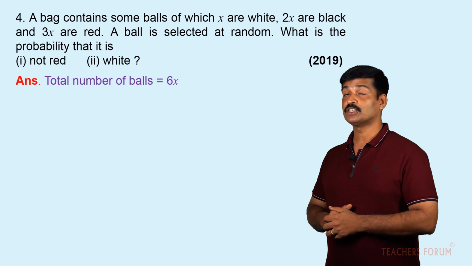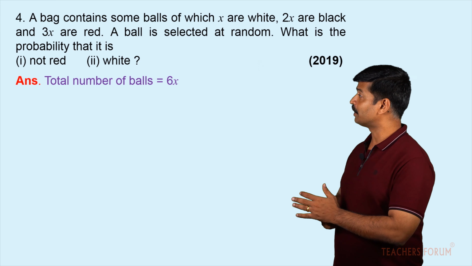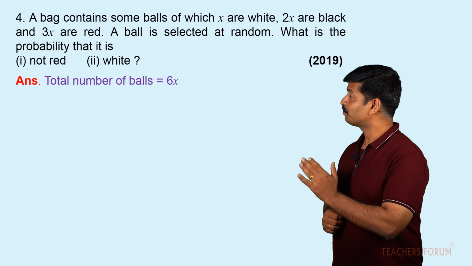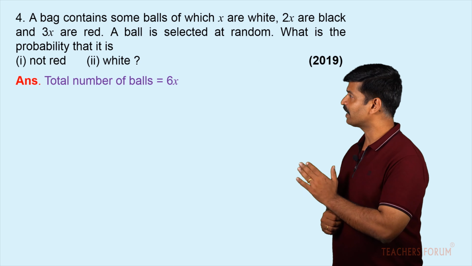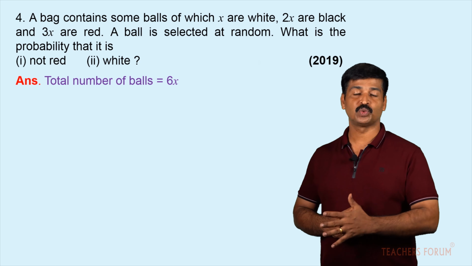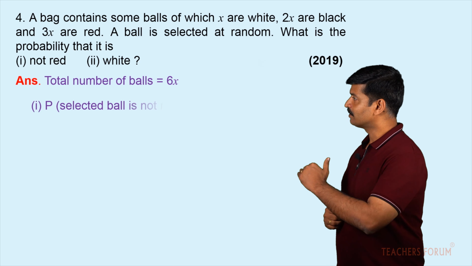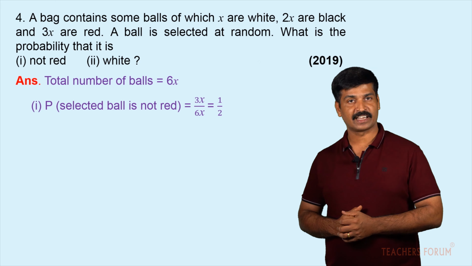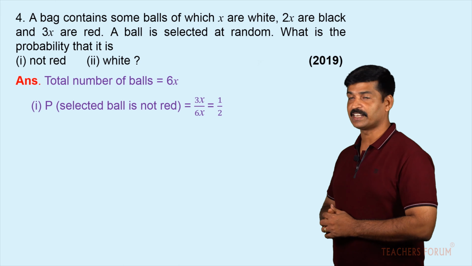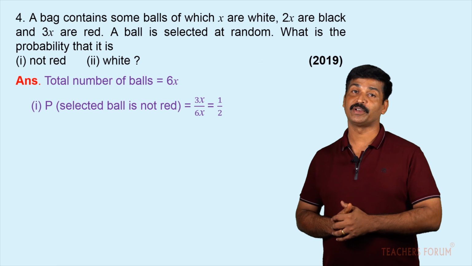Now the probability of not red equals the probability of the number of white plus black. White balls are x in number, black balls are 2x in number. So probability is 3x by 6x. That is, x gets cancelled, 3 and 6 get cancelled. You will be getting the value as 1 by 2.